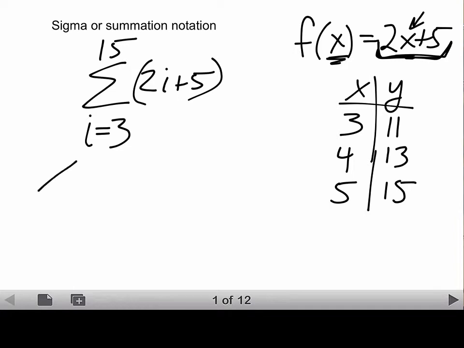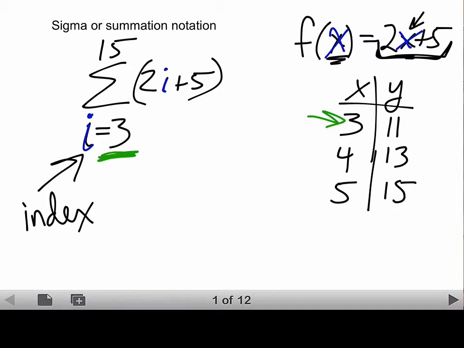The letter at the bottom of sigma notation is referred to as the index, and it acts like the argument in a function. It tells you what variable is changing. The i equals 3 gives you your starting value, akin to doing an xy table starting with 3. The terms of the sum are like a sequence, except they're added together, so it's really just a series. And the 15 at the top tells you that the last number I'm going to put in is 15.